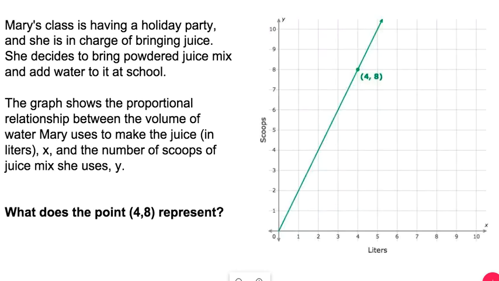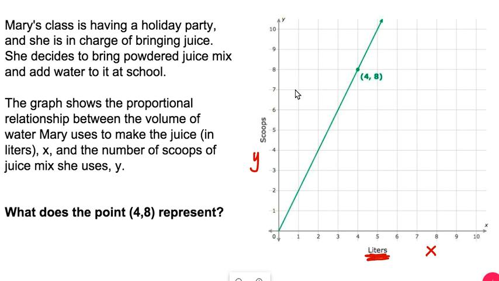Okay, so read along with me. Mary's class is having a holiday party, and she is in charge of bringing juice. She decides to bring powdered juice mix and add water at school. The graph shows the proportional relationship between the volume of the water Mary uses to make the juice, that's X, and the number of scoops of juice, Y. So my X is the amount of water, this is our X axis, and the number of scoops is our Y. And they even tell you that in the description and they show you on the graph.